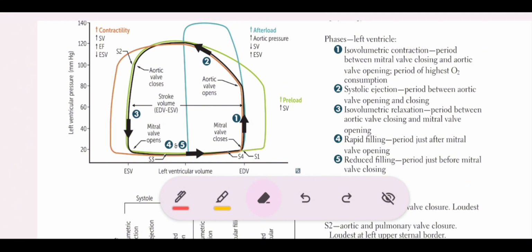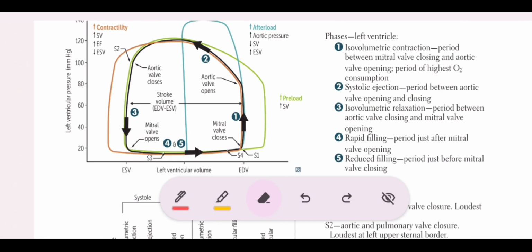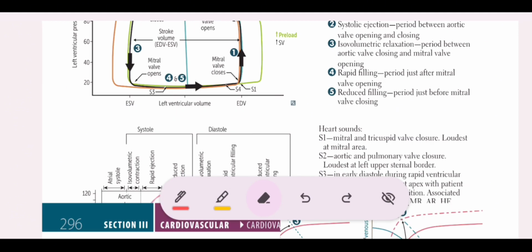Then we have afterload. The increase in afterload, which is due to increase in TPR, decreases the stroke volume. Since the blood cannot be ejected out of the heart, it eventually increases the amount of blood present in heart at the end of systole, hence end systolic volume increases. Then we have the preload. Since the increase in preload causes increase in stroke volume, the curve that will be obtained is in green.